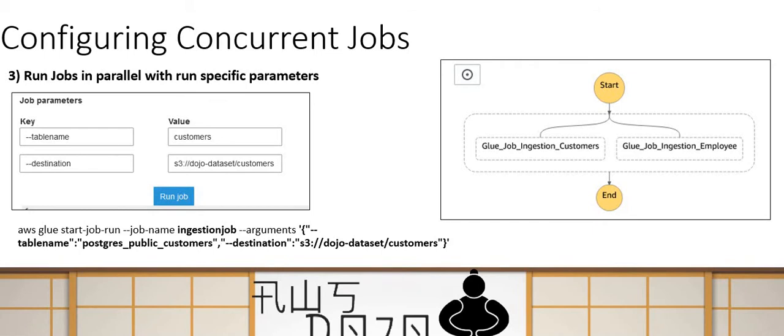So that's pretty much very straightforward. First, set max concurrency. Second, parameterize your code. And third, run your job with the specific parameters passed.